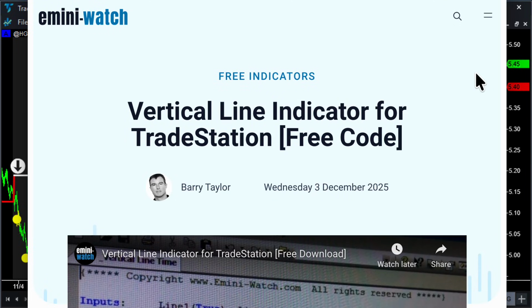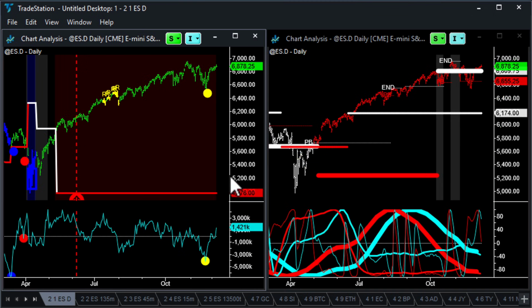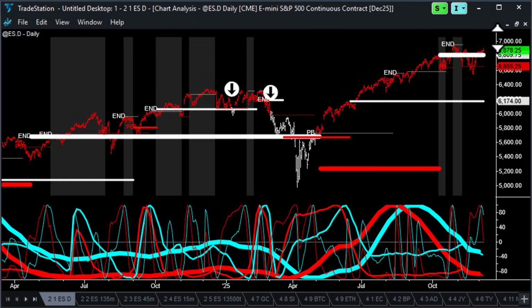So there we go. Let us now talk about some charts. We'll go through the Emini charts first, and I'm on the wrong one, so let's go to the daily chart here. Daily chart of the Emini, and we're getting dangerously close to the 7,000 level.